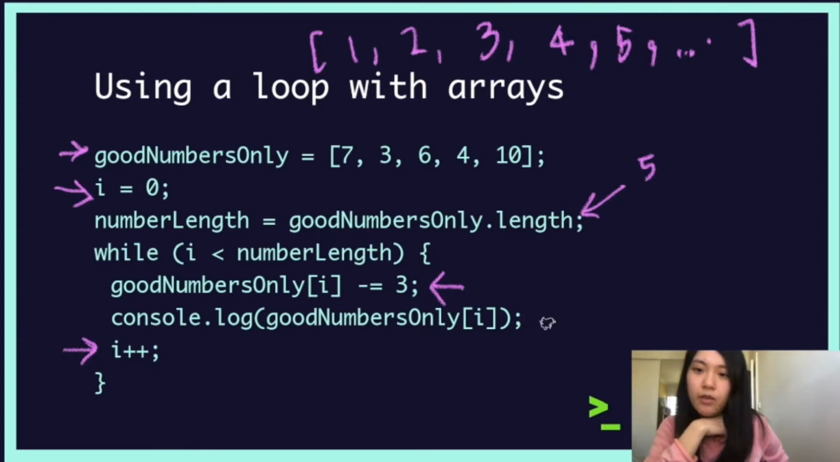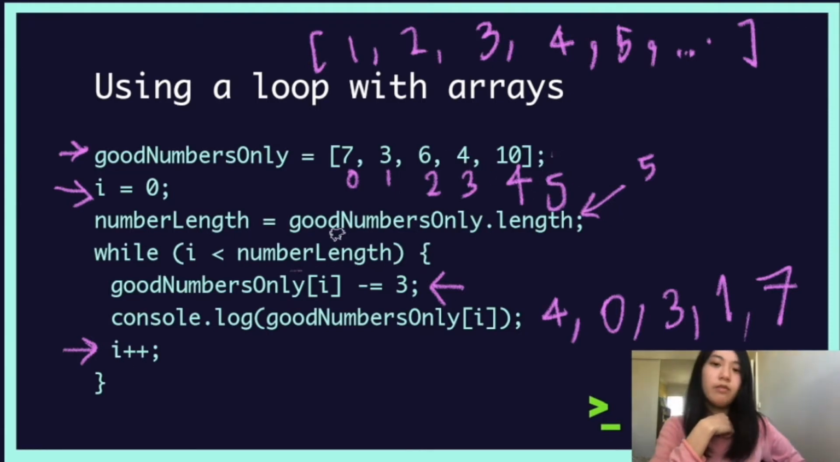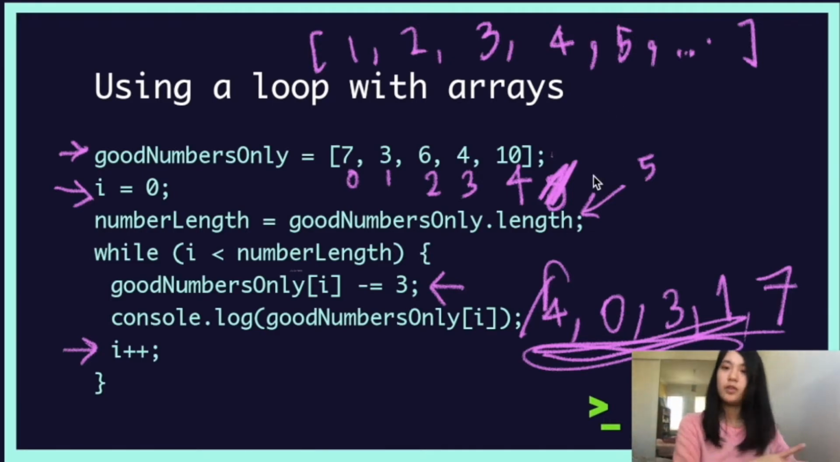So in our first iteration, when i equals 0, we are going to subtract 3 from 7, giving 4. Then we'll go back, i equals 1 now, we're in index 1, we're going to subtract 3 from 2, 3 from 3, we're going to get 0, then 3, 1, and then finally 10 minus 3 is 7. And when we increment again, we're at 5 now, and 5 is not less than number length, so we're going to stop the loop, and we pretty much looped through the whole array.